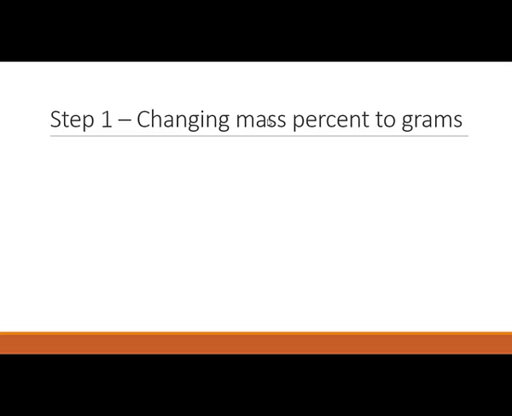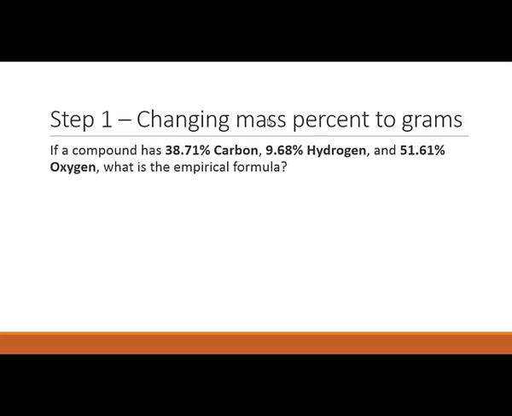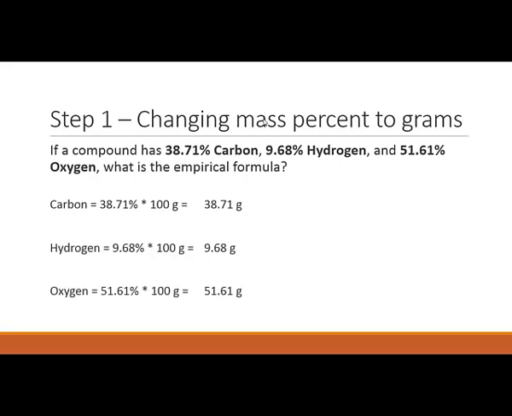Let's begin our problem. Here's our question. If a compound has 38.71% carbon, 9.68% hydrogen, and 51.61% oxygen, what is the empirical formula? Step 1 is to imagine that we have 100 grams of compound. For carbon, what is 38.71% of 100 grams? If you said 38.71 grams, you win a cookie. Similarly, you should end up with 9.68 grams of hydrogen and 51.61 grams of oxygen.